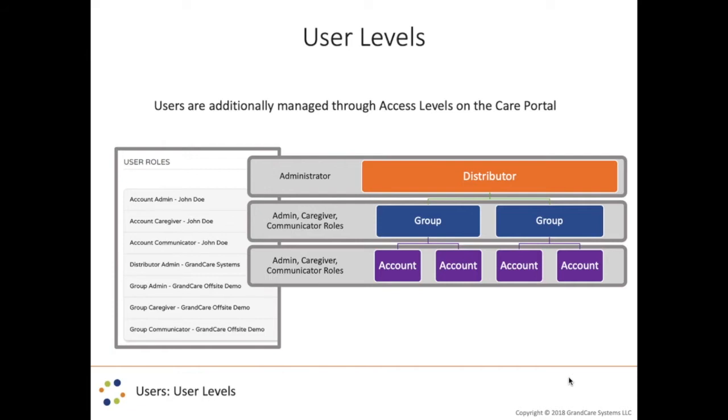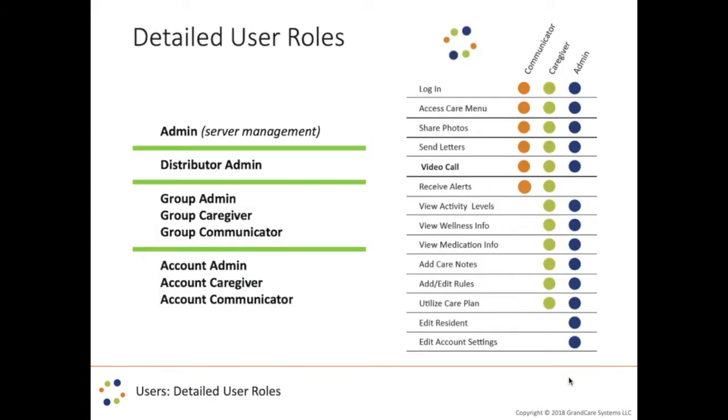So if you have staff that just work in assisted living, well, then you can add them as group caregivers or group administrators and whatnot just for that group. And you know that any new GrandCare unit that you add to your assisted living group, all that same staff would have the same roles in it as they do for all the other GrandCares in that group. Now finally, let's take a really detailed look at these user roles.